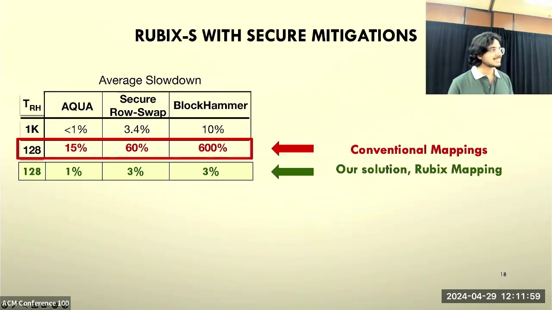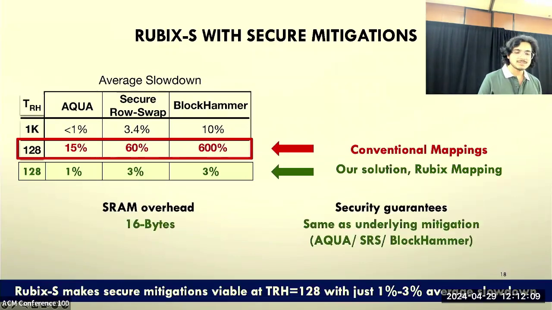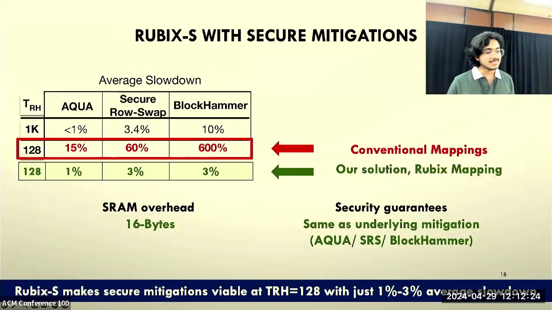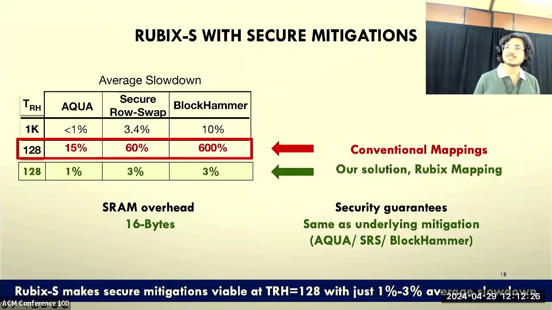With Aqua, SRS, and Blockhammer, we have a performance overhead of about 1 to 3% on average. And because we only require a register to store the 96-bit key for the K cipher, we will have an SRAM overhead of just 16 bytes, which is negligible. And as each system also has a different key, the resultant randomized mapping will also differ from system to system. Finally, but importantly, Rubix is just a memory mapping. So it retains all of the security properties of the underlying Rowhammer mitigation like Aqua or Blockhammer.